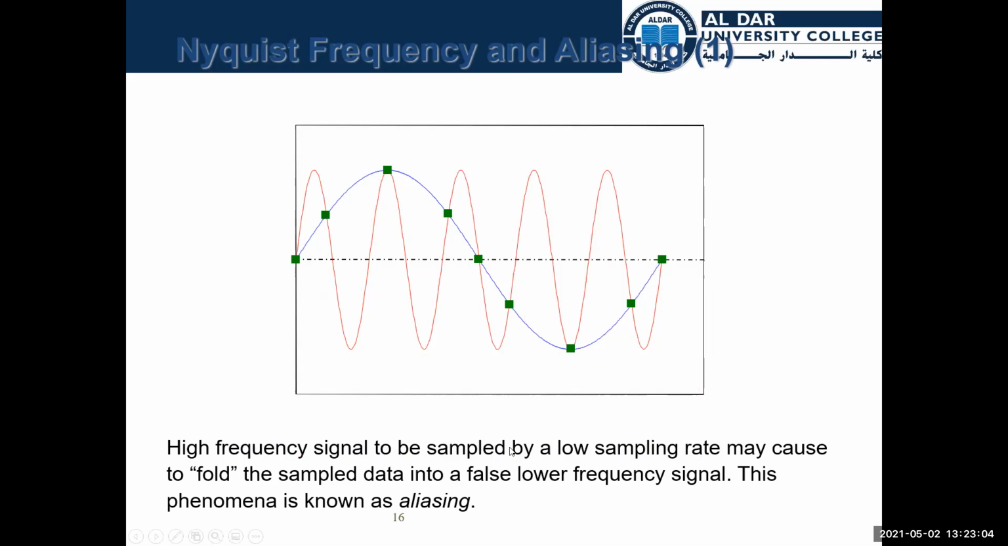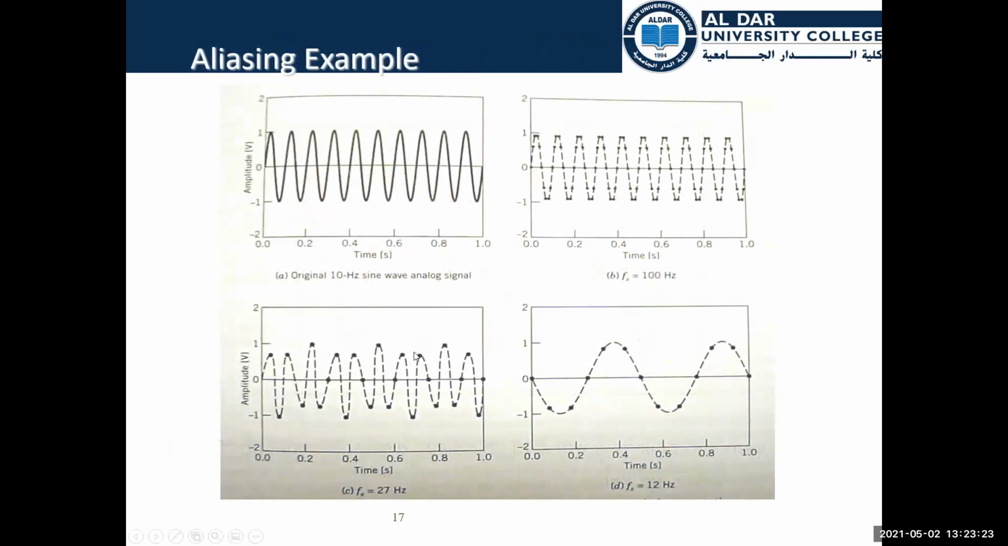A high frequency signal sampled at a low sampling rate may cause folding of the sampled data. Fold means that we ignore some frequencies and we get a lower frequency signal. This phenomenon is known as aliasing. In this aliasing example, we have the original signal, which is 10 hertz. This is a sampling frequency of 100 hertz, this is a sampling frequency of 27 hertz, and this is at 12 hertz.